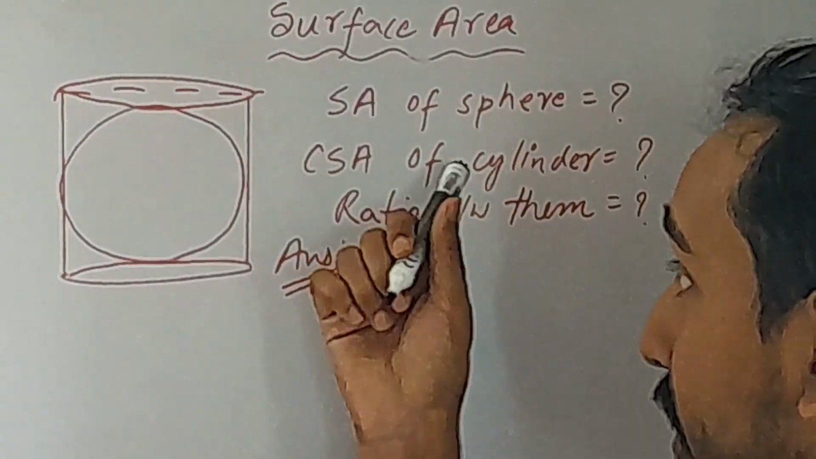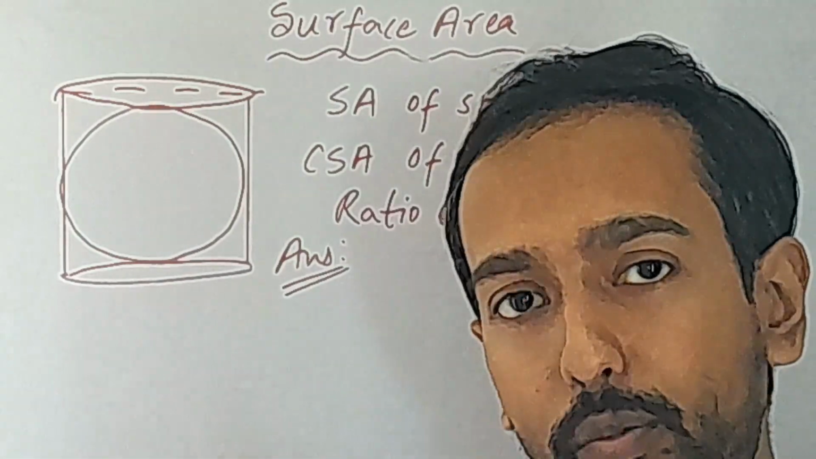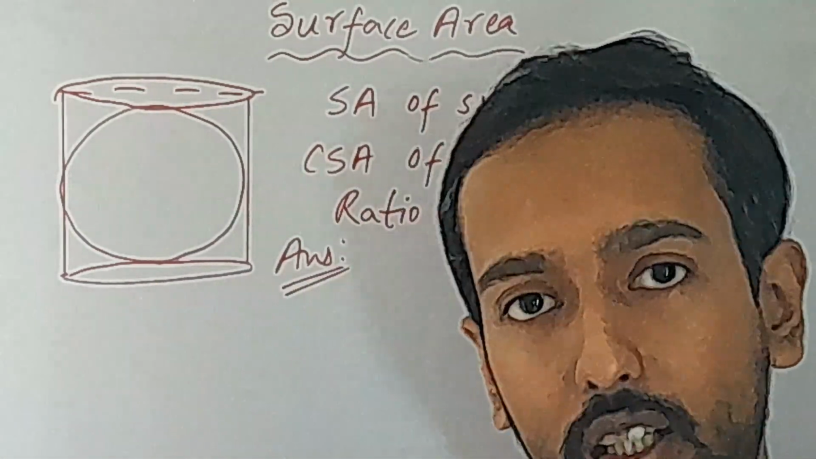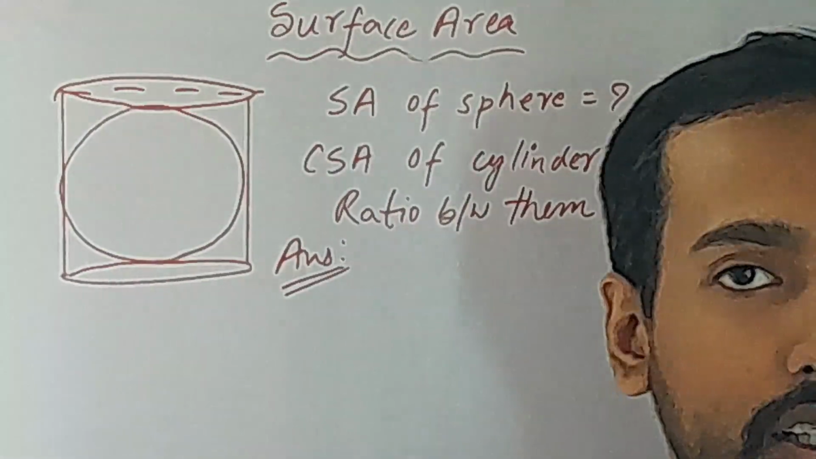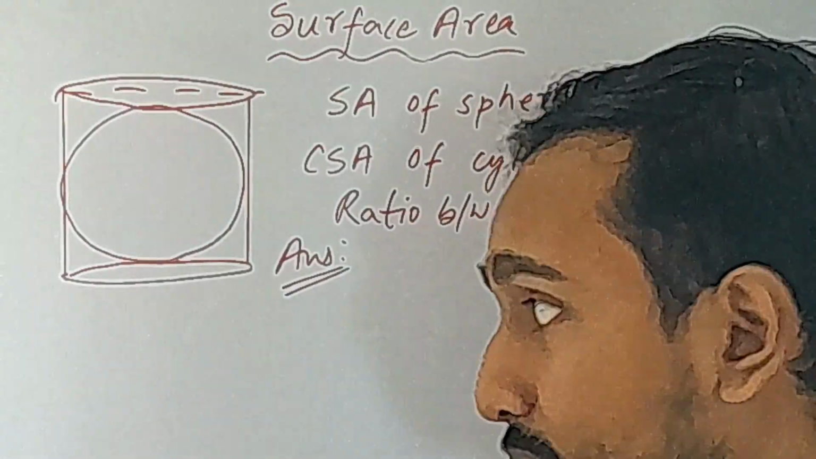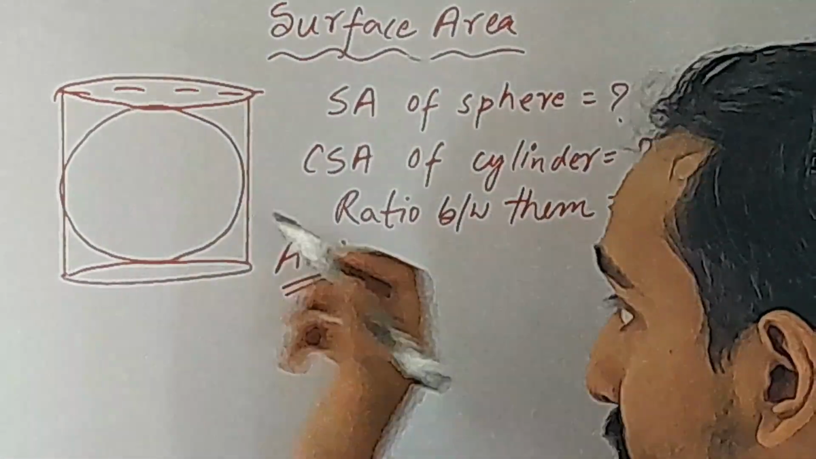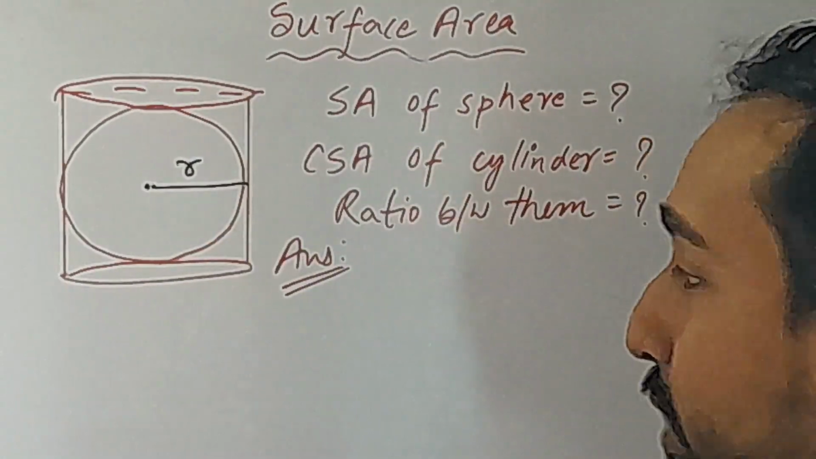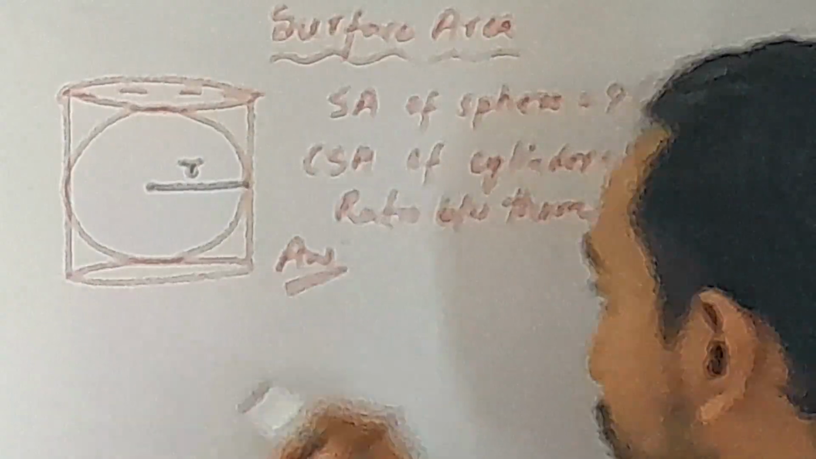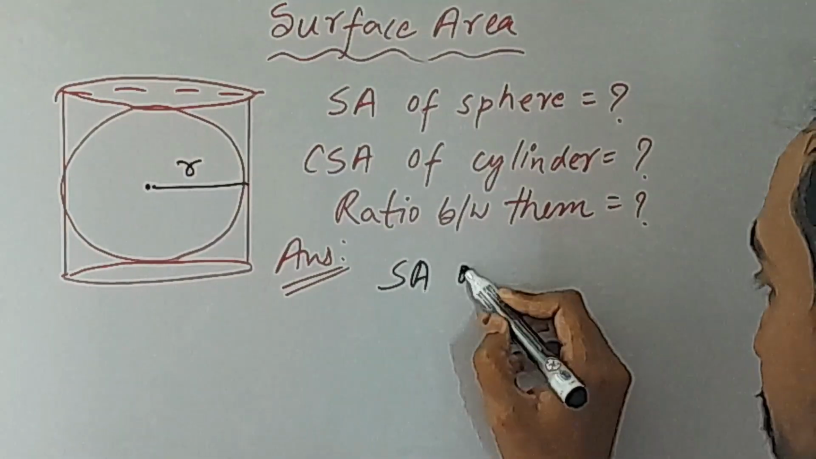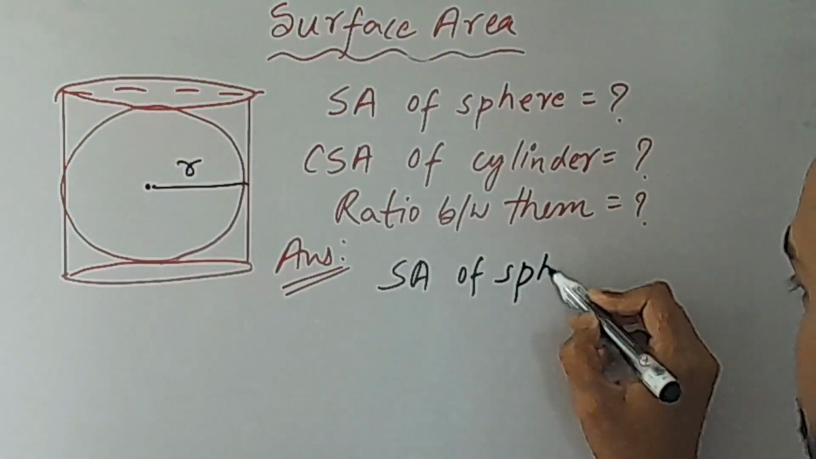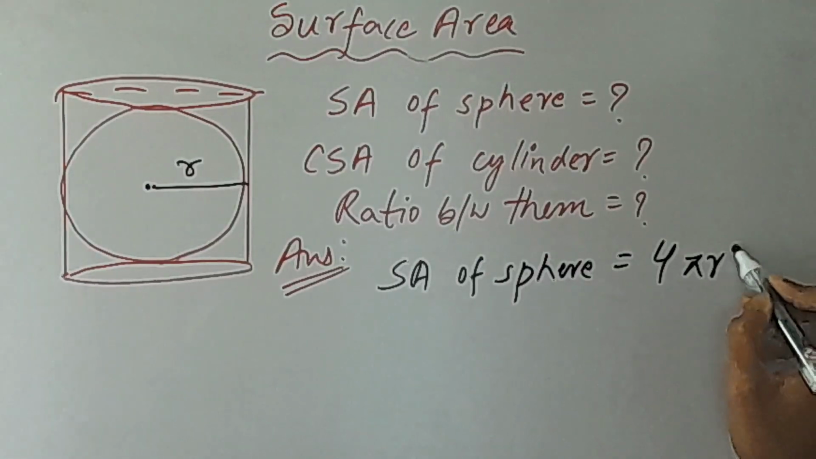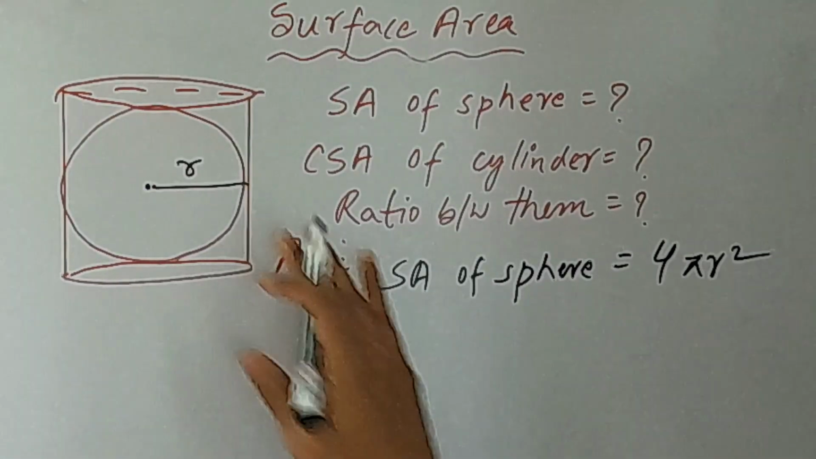You know that I have already mentioned in the formulas that I discussed in the first slide that for the sphere, the total surface area and the curved surface area are the same, and it is given by 4 pi r square. So let us suppose that this is the radius r of the sphere. We know that the surface area of the sphere is given by 4 pi r square.